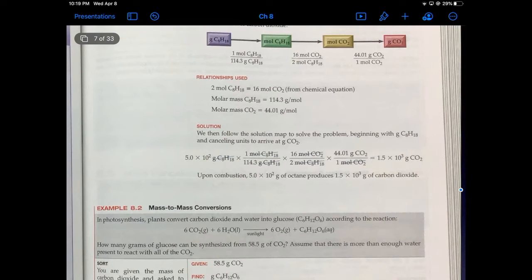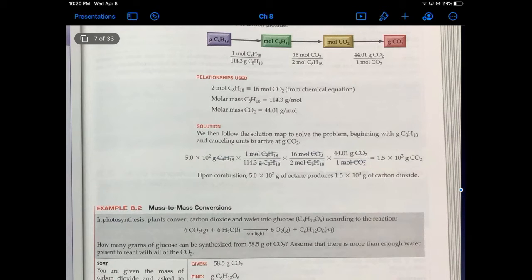We start with what we know, which is 500 grams, or 5.0 times 10 to the 2 grams, of octane. I would normally put that over 1 just so I know that's on the numerator. Then they make a conversion factor that immediately turns that into moles of octane: 114 grams of octane on the bottom and 1 mole of octane on top. Then they make the next conversion factor, putting the unit you want to get rid of first, moles of octane, and then the unit you want to go to next, moles of CO2. The relationship is you have 2 moles of octane for every 16 moles of CO2.